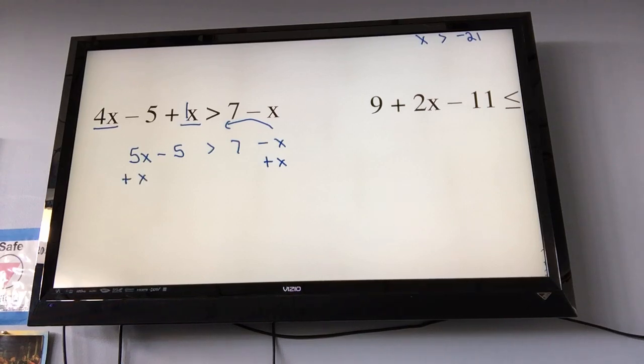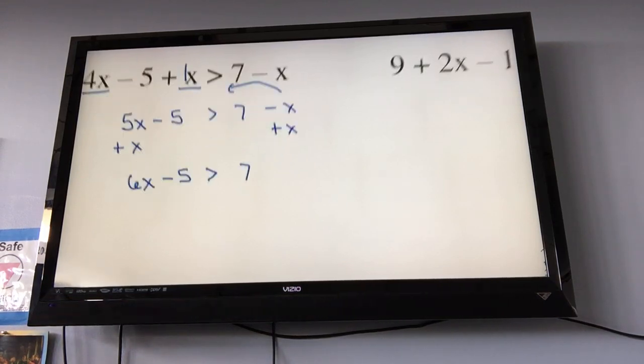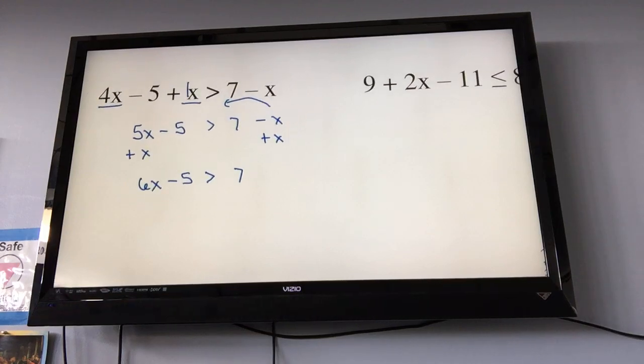So 5 and understood 1 give me 6x minus 5 greater than 7. Landon, I want to move that 5, so I'm going to do what? Plus 5. We're going to plus 5. So I'm going to have 6x is greater than 12. And then, Braden, what do I do last? You divide by 6. That gives you 2. All right.